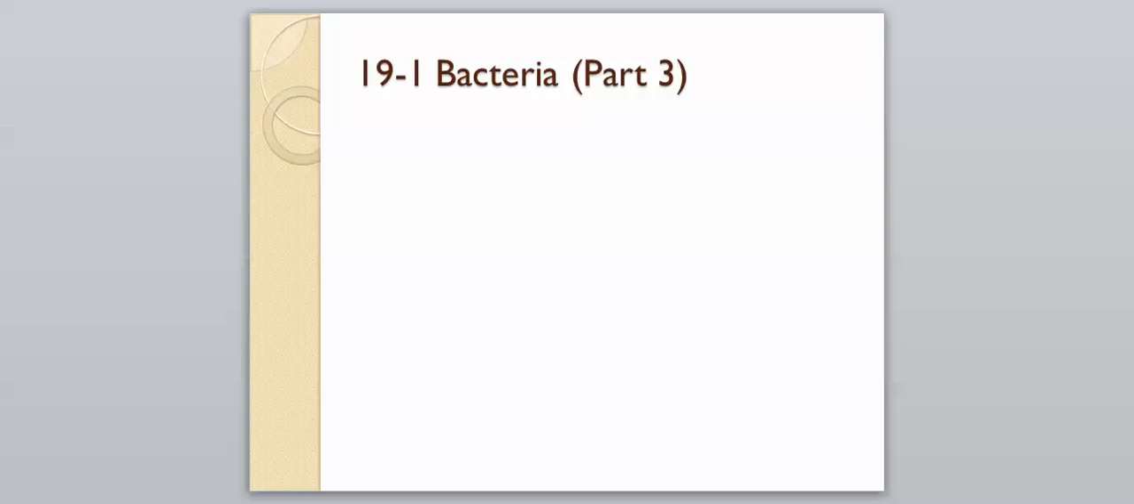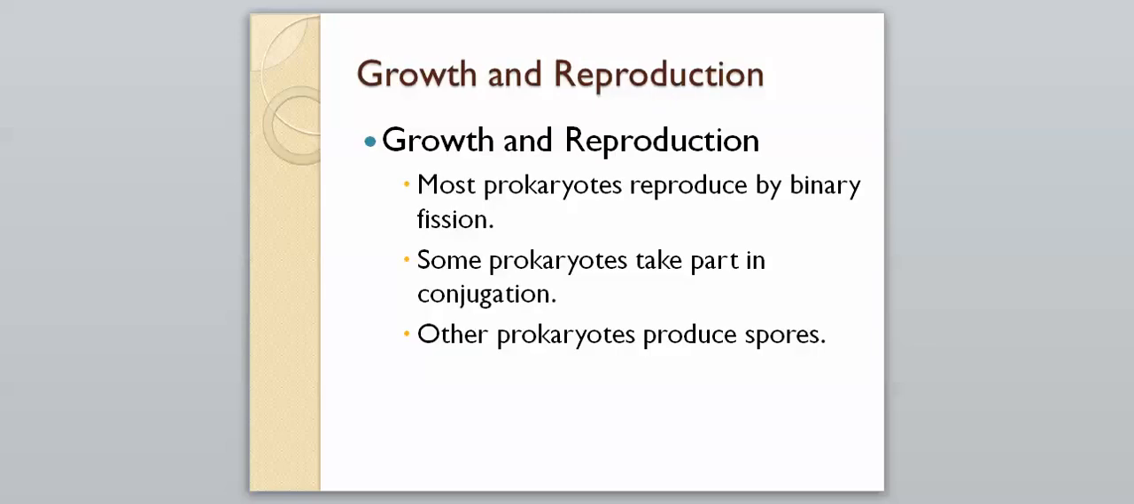Okay, hello Bio. This video is going to be the last one for section 1, and it's going to focus on how prokaryotes can grow and reproduce, and it's also going to focus on how we as humans can use bacteria. So to get started, there are three main ways that prokaryotes reproduce. First, most reproduce by what is known as binary fission. Some also take part in what is known as conjugation, while others produce spores. So we're going to take a look at each one of those.